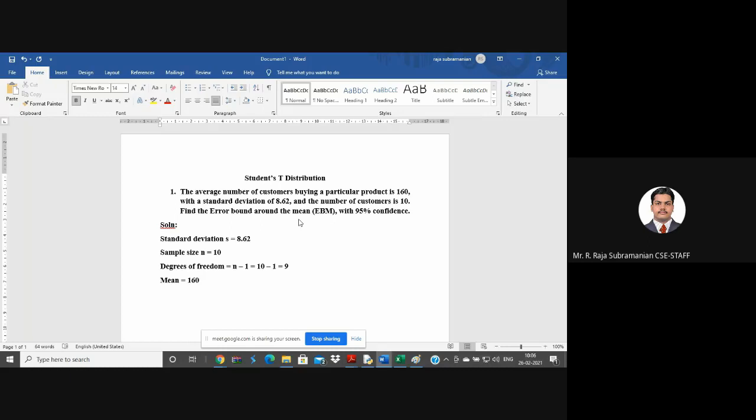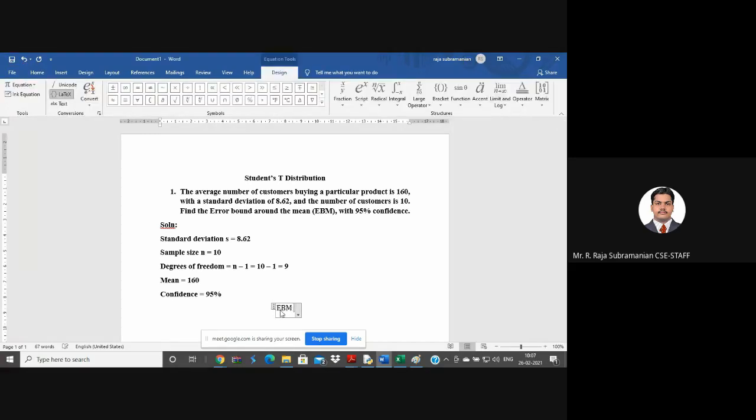Now what I have to find is, I have the confidence also here. Confidence is equal to 95 percentage. So this is my confidence interval. Now I need to find the EBM value, that is, the error bound around the mean. To calculate the error bound, I need the t values. So first we will write the formula for that error bound, then we'll go into the t table and find the t value for the 95 percentage confidence.